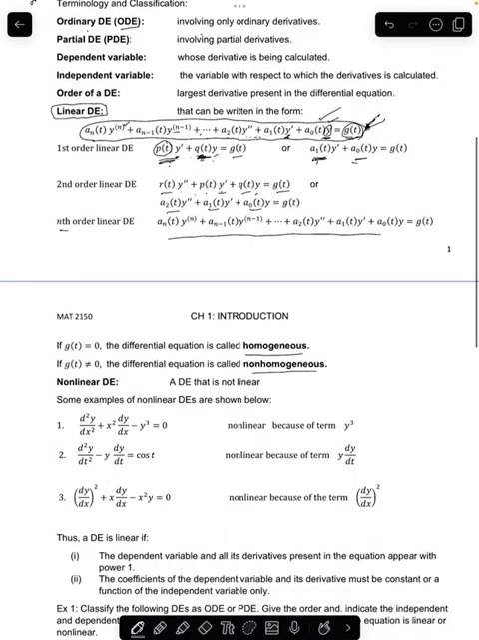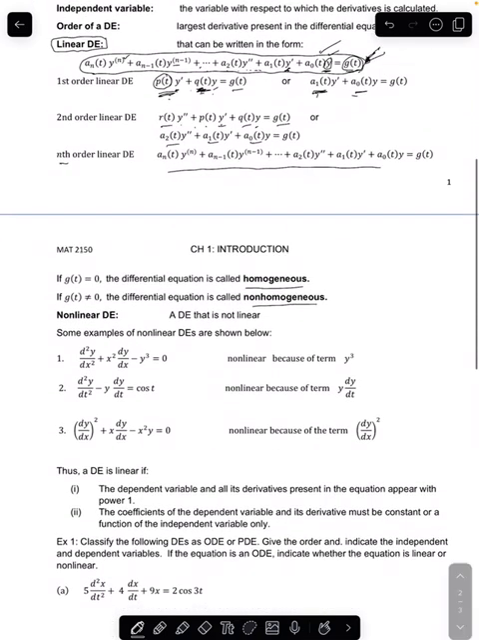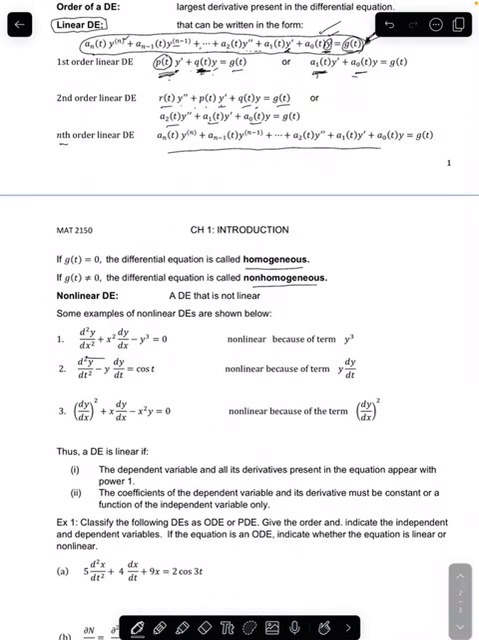Now, non-linear DE. What is a non-linear DE? Of course, it is a DE that is not linear. Let us look at some examples. Look at this example here. We see this is the second derivative of y and this is the first derivative of y. These are to the first power, so okay.